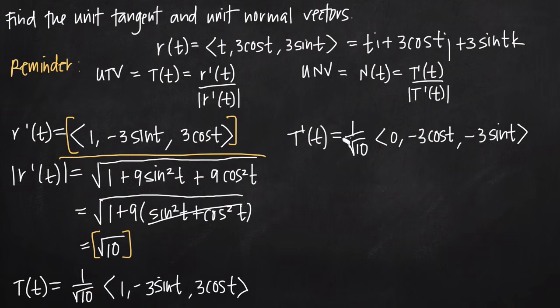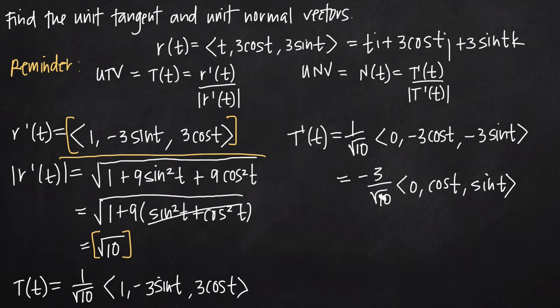Now before we find the magnitude of this vector, we want to go ahead and factor out a negative 3 in order to simplify this as much as we can. Notice that we have a negative 3 in front of both the cosine t and sine t here, and if we factor out a negative 3 from the 0, we still just end up with 0. So we can say negative 3 over root 10 multiplied by the components 0, cosine of t, and sine of t. So that'll make it a little bit simpler to plug into our unit normal vector formula.